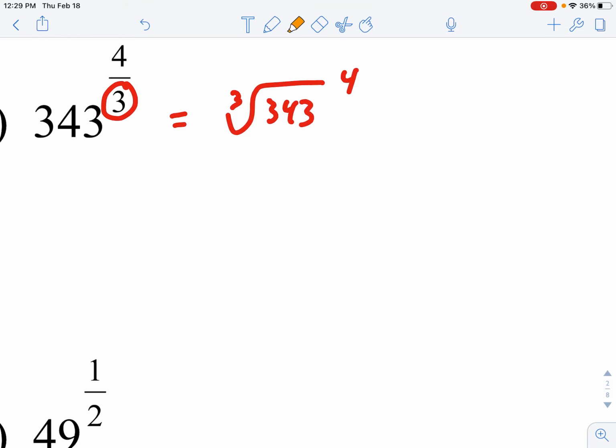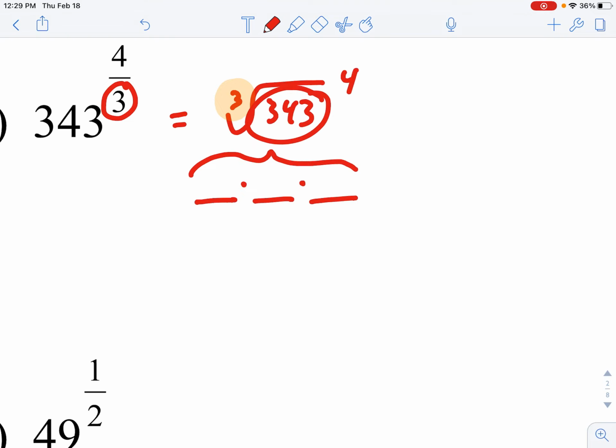Well, a 3rd root, remember, is something times itself equals that number. And then to the 4th power means I got to take that something, and raise it to the 4th power once I know what it is.